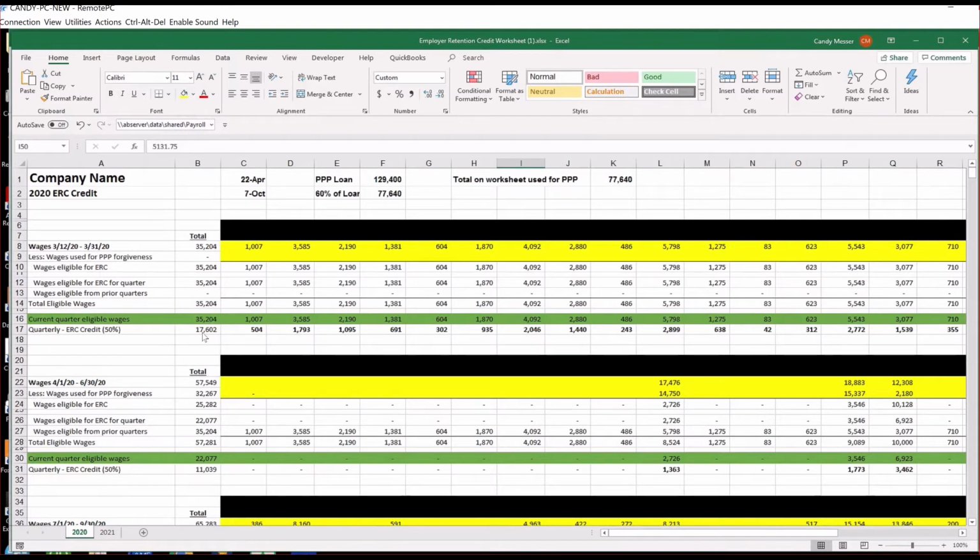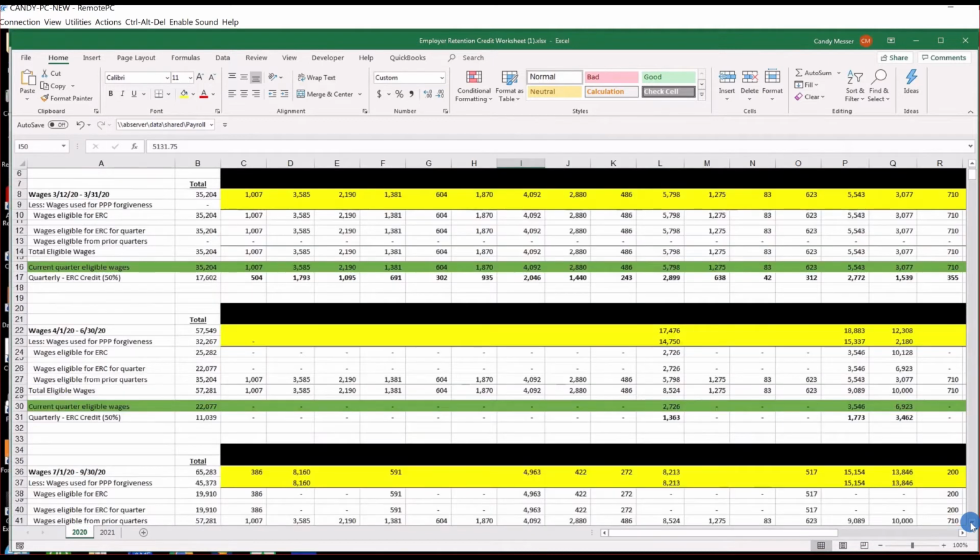In the second quarter, 4/1 through 6/30, he has the total wages that he paid the employees, and then what he's using for PPP, which then leaves this amount available for his ERTC credit in this period. For the quarter then, you take what you've got in the second quarter and add what we have in the March 13th through 31st, and he's going to have that number bundled together for his total compensation.